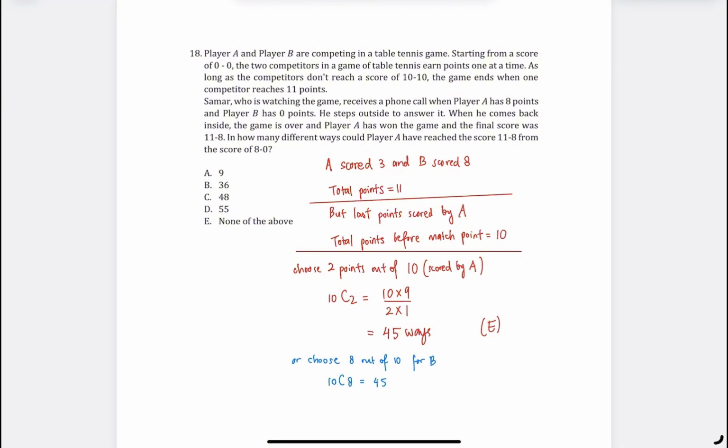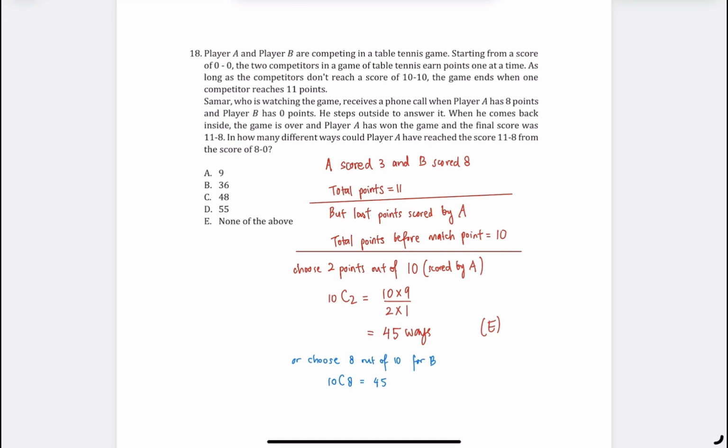Okay, so in this question, I need to know how many points were scored by A and how many by B. A scored 3 and B scored 8. Total points will be 11, but the last point must be scored by A because A won the game. So total points before the match point and after the 8-0 is 10.